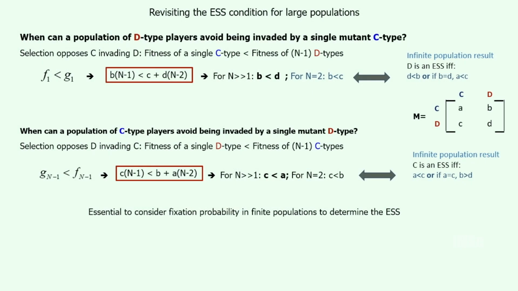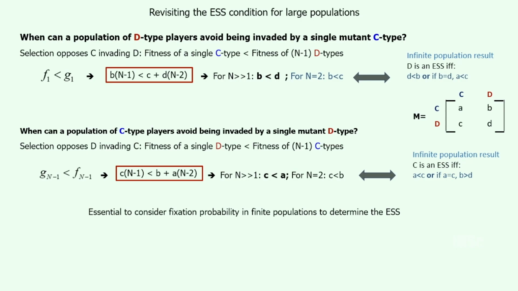For finite populations, as I said, if you ask the question, when can a population of D players avoid being invaded by a single C mutant? Just by looking at the payoff matrix, what can you say? You can say that D is an ESS, which is the infinite population result that we just showed, if D is greater than B, or if D happens to be equal to B, then C must be greater than A, right? So just by looking at the payoff matrix, you can say in the infinite population scenario which of the strategies is an ESS.